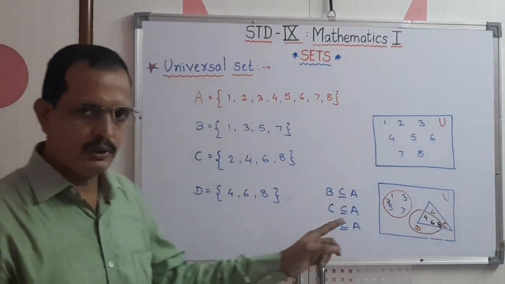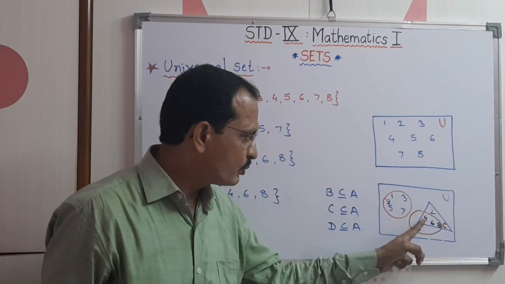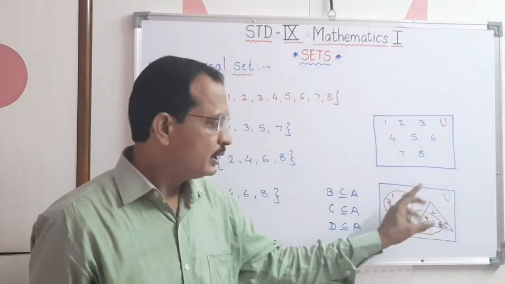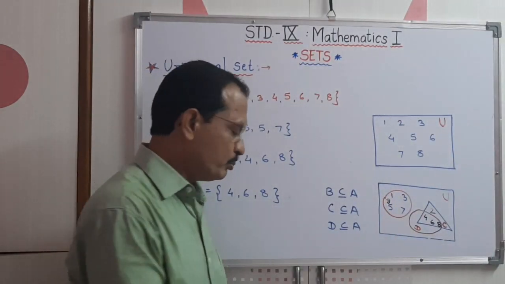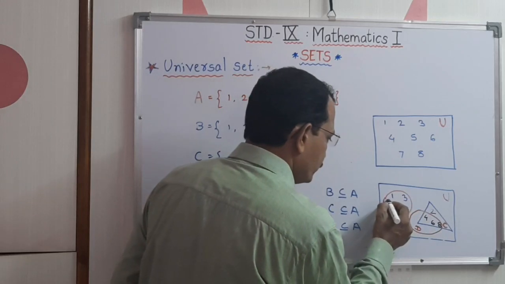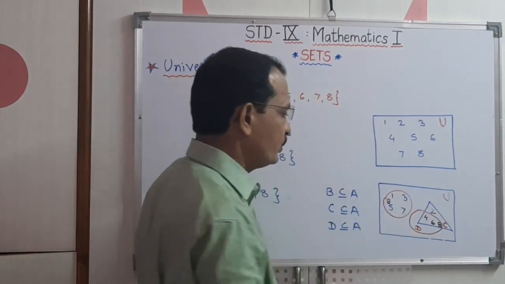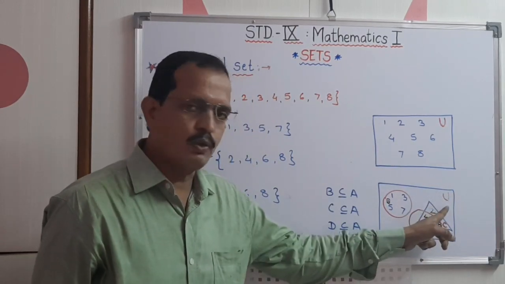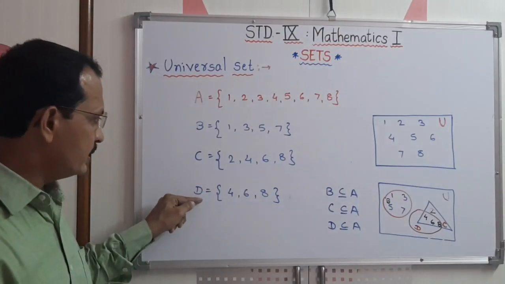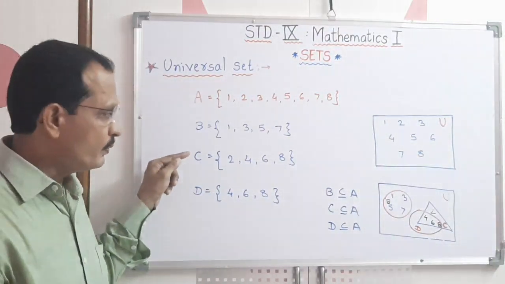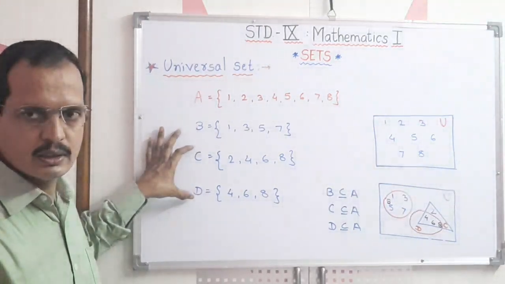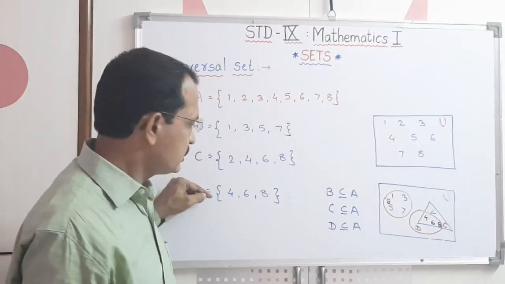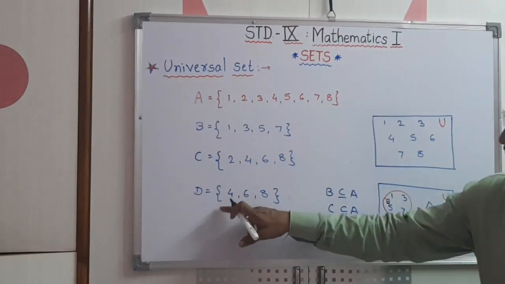Now observe this carefully. 1, 2, 3, 4, 5, 6, 7, 8 are the elements of the universal set. B is a subset of U. C is a subset of U, and D is a subset of U. In this case, D is also a subset of C. When we consider only these two sets, D is a subset of C.